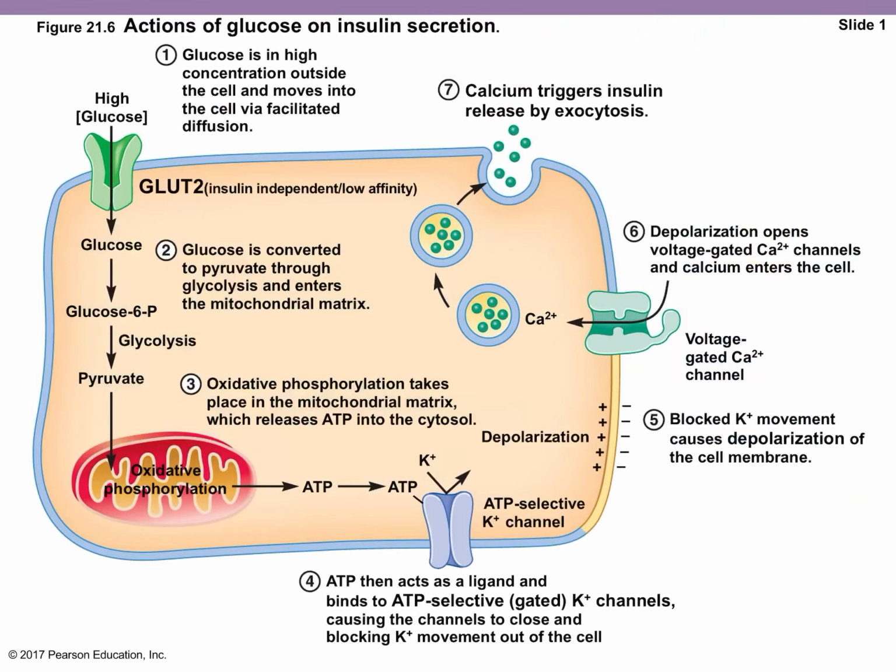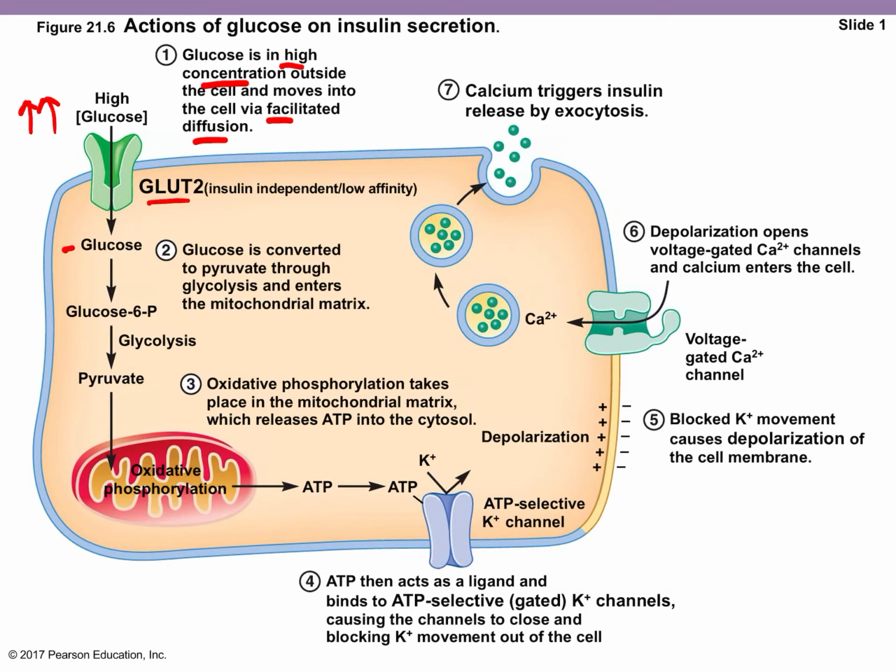So here we're at step 1. Glucose is in high concentration outside the cell, right? You just ate. It's in high concentration. And it's going to move into the cell via facilitated diffusion with our GLUT2 transporter, which is insulin independent. It has a low affinity, but since there's so much glucose in the plasma, it's going to come in. And so here's our glucose.